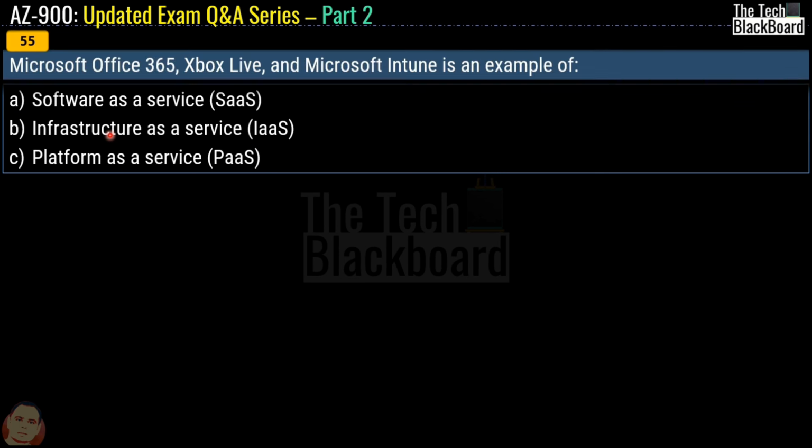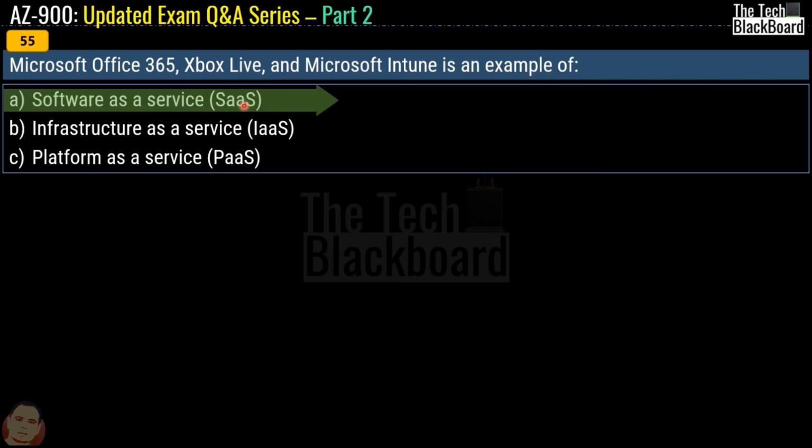Let's move to question number 55. It says that Microsoft Office 365, Xbox Live and Microsoft Intune is an example of software as a service or SaaS, infrastructure as a service or IaaS, or platform as a service, PaaS. The correct answer for this one is software as a service.